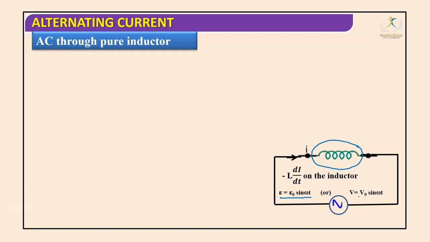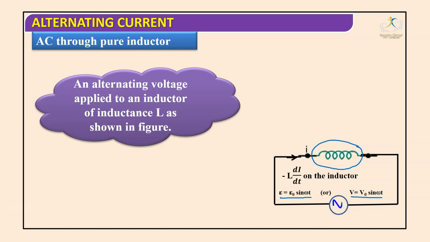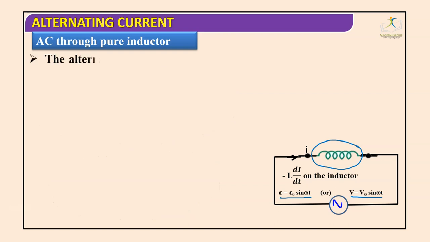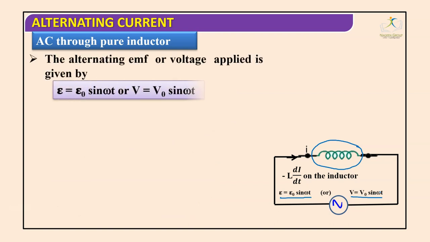And E is equal to E naught sine omega t, or we can say V is equal to V naught sine omega t. So an alternating voltage applied to an inductor of inductance L as shown in the figure, such a circuit is known as a purely inductive circuit. The alternating EMF or voltage applied is given by E is equal to E naught sine omega t, or V is equal to V naught sine omega t. This is the first equation.